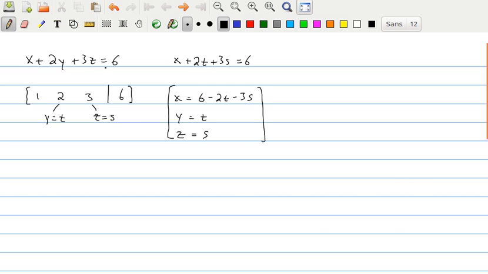But we know that the original equation was a plane. So this parameterization right here must also be the same plane. So this gives the parameterization for the plane.